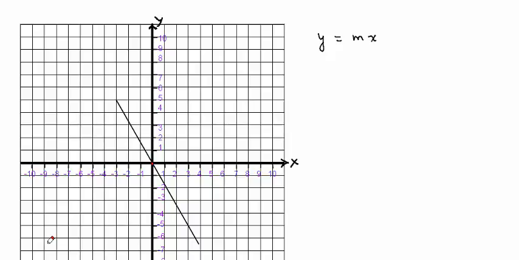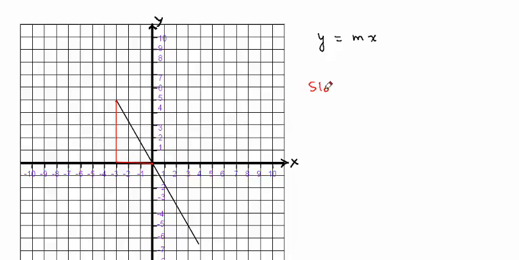To find m, we need two points and apply the rise over run formula. I'm going to pick the origin 0, 0 and this point and go ahead and complete the triangle. So this is what we have. And the only thing we need to remember is that the straight line is not rising, but it's actually falling as it runs towards the positive x direction.